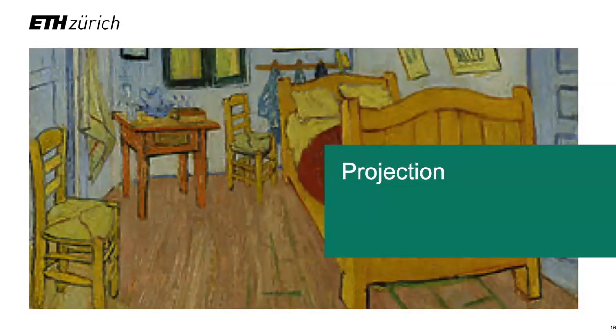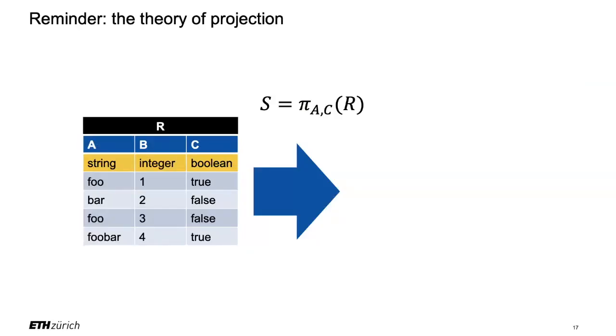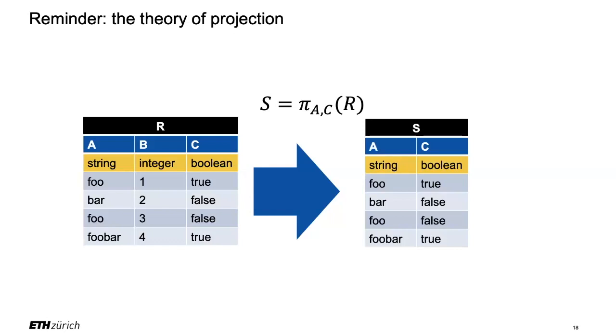All right, let's start with projection. If the clicker allows me, okay. First, the math that we've already seen, it's the letter pi. With the letter pi, you can put a subscript that says what columns you want, in that case, A or C. When you do that, you just keep only these columns and throw away the rest. You might have fewer records. Why? Because of duplicates, right? So it might be that you end up with fewer records if there were duplicates.